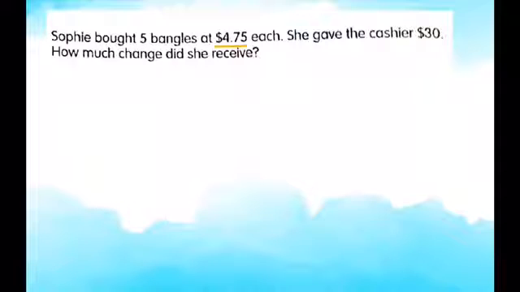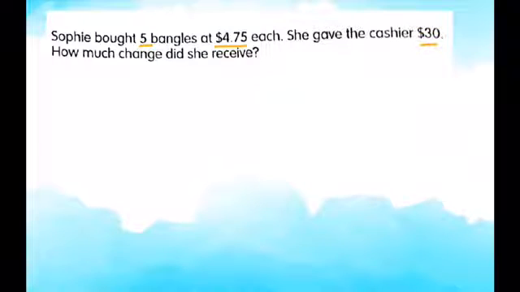First things first. What is the information that we gathered from the story? How many bangles did Sophie buy? She bought 5 bangles. Each bangle cost how much? $4.75 each. What does $30 stand for? This is the amount of money that she paid for the items that she bought.